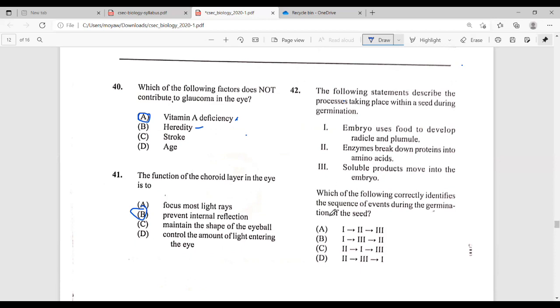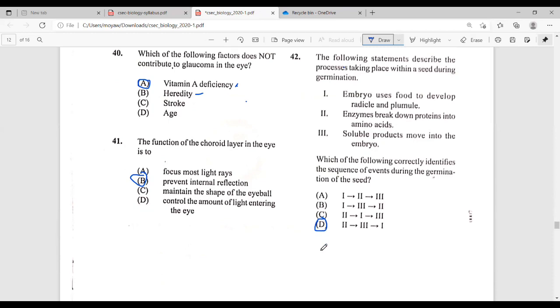So thinking about germination, the first thing that would happen would have been 2, enzymes break down proteins into amino acids. So C and D are the only options that have 2. And then the next thing that would happen is the soluble products move into the embryo. And then we would have the embryo using the food to develop the radicle and the plumule, which is the root and the shoot. So the best option is definitely D.